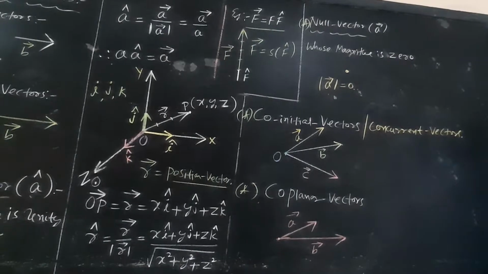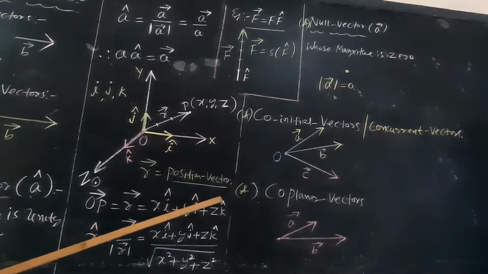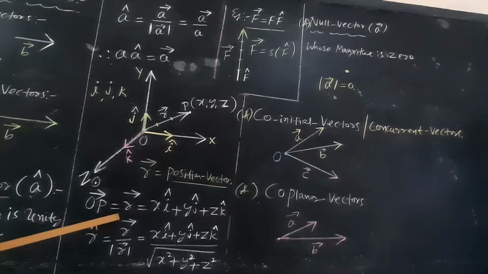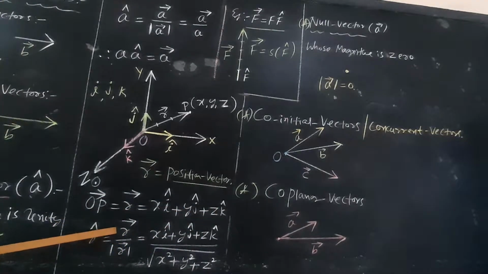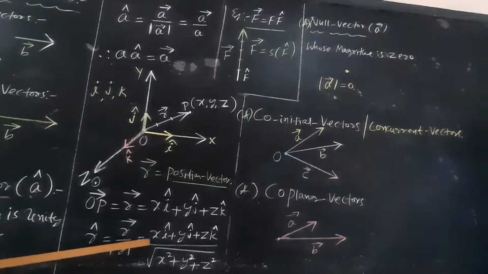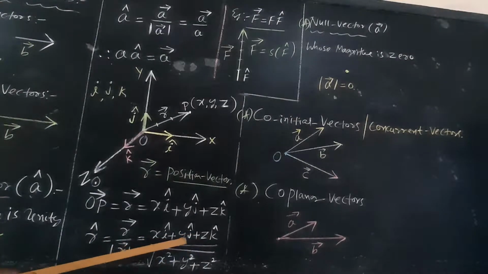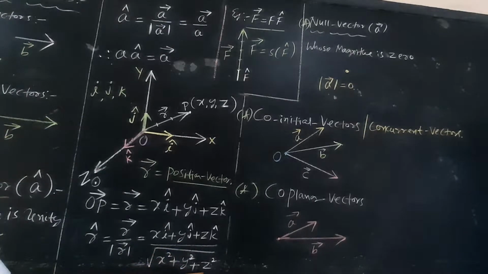So now we are discussing the position vector. I have given the explanation. What do you mean by position vector? OP vector is a position vector and it can be denoted by xi cap plus yj cap plus zk cap. So r cap is equal to vector r divided by modulus of r. What is our vector r? Xi cap plus yj cap plus zk cap. So what is the magnitude of r vector? The magnitude of r vector is given by root of x square plus y square plus z square.